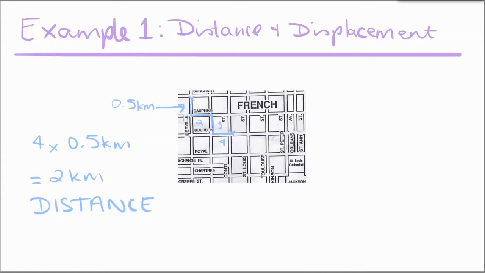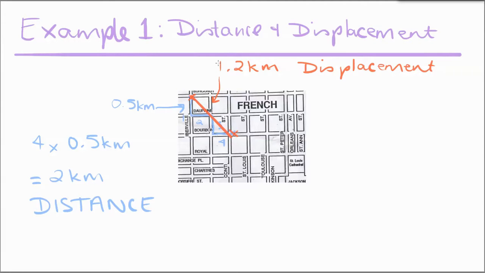Now if we take the same start and end point, we can draw a straight line between the two points, also known as the crow flies. You may have heard that saying before. So this length in here is 1.2 kilometers, and that's my displacement. Displacement is just the straight line from my starting point to my end point, how far I've moved.